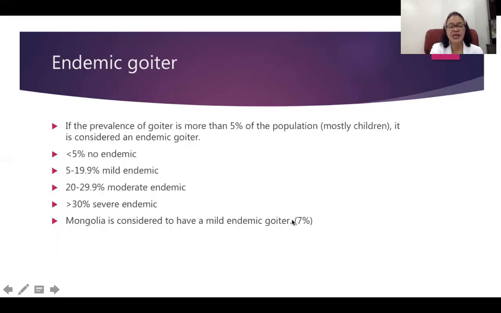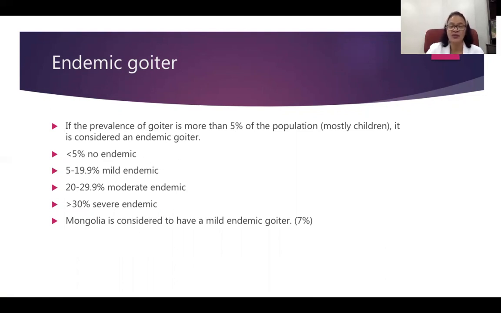So when do you say it's already endemic? If the prevalence of goiter is more than 5%. It's just 5% of the population. Okay, now we have the pandemic. It's more than 50% of the world.